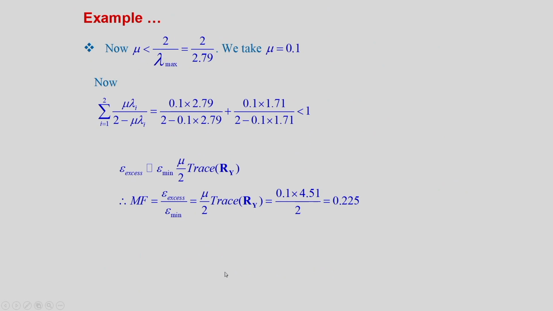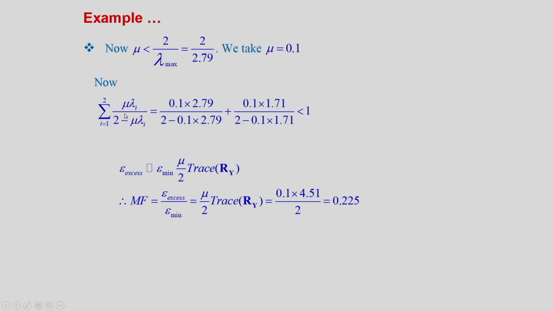Mu should be less than 2 by lambda max, and that is less than 2 by 2.79. We choose mu small for excess mean square error. So, we take mu equal to 0.01. This is less than this quantity.